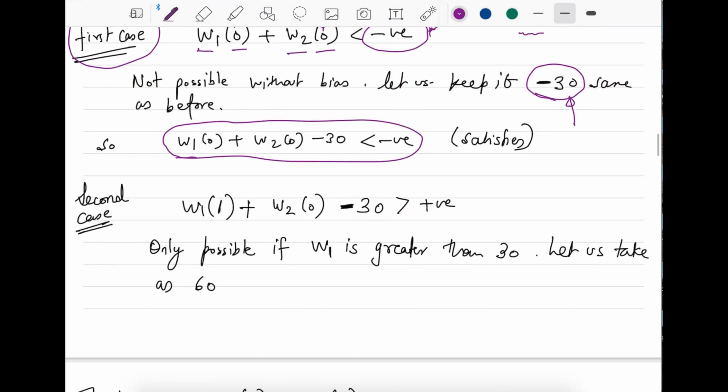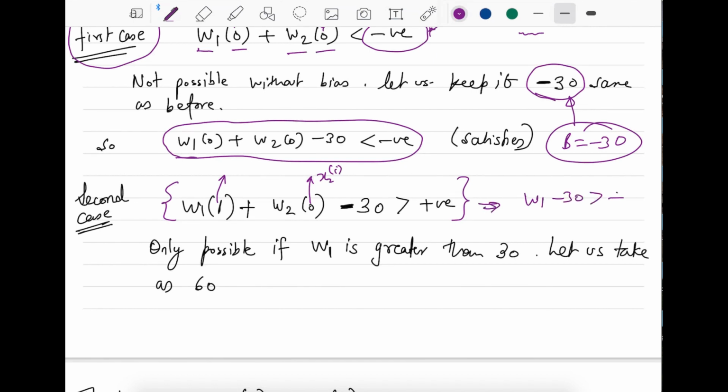So now, as we have selected the bias as minus 30, we do the second case. In the second case, x1 is 1, x2 is 0. So in this case, what will be the equation? It will be w1 minus 30 and it has to be positive. How will you achieve this constraint? You will achieve this constraint by putting W1 as 60.